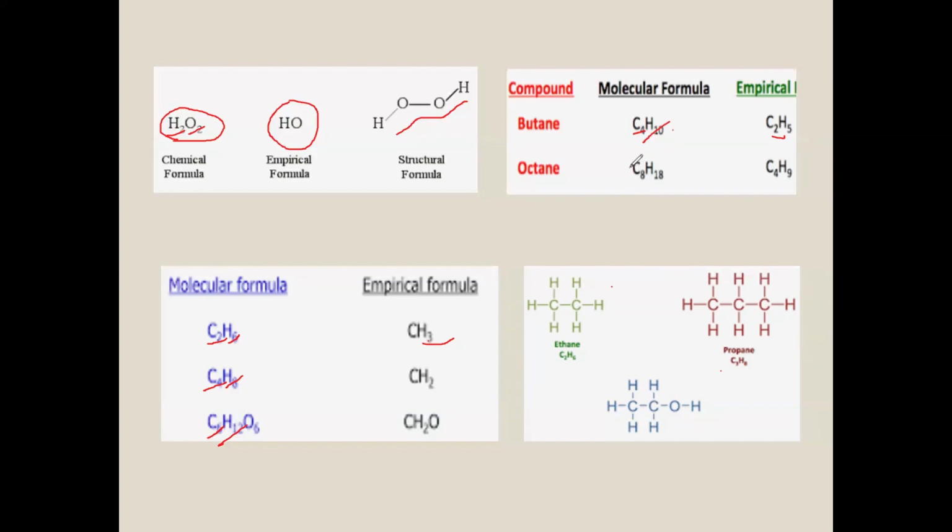The octane, C8H18. So the common factor is 2. 8 by 2 is 4, and 18 by 2 is 9. So this is the empirical formula of octane, C4H9. So simply, when you try to get the empirical formula of any compound, try to get the common factor to divide the number of each atom, to get the simplest ratio of the atoms.